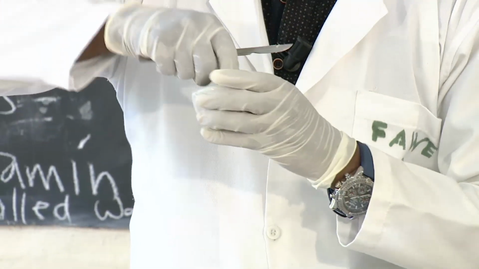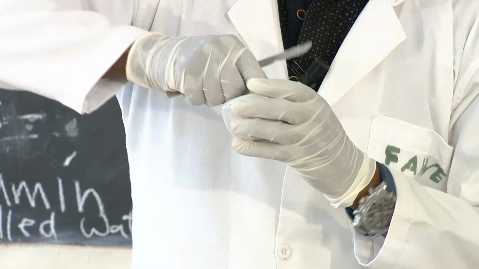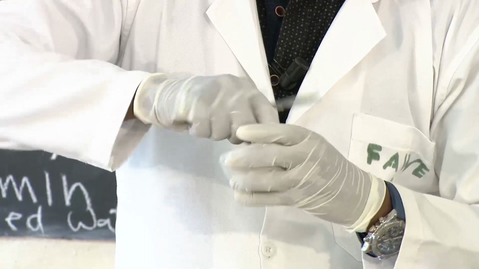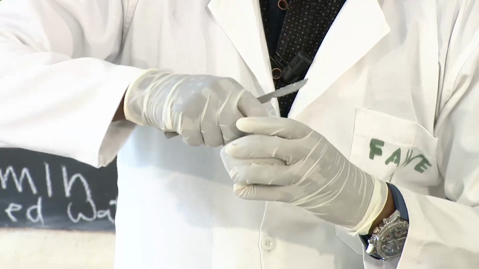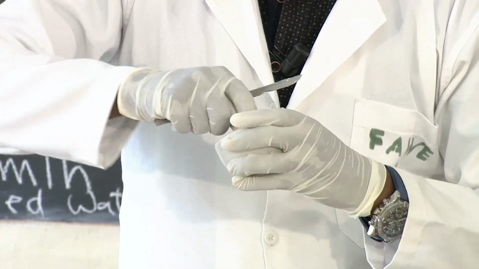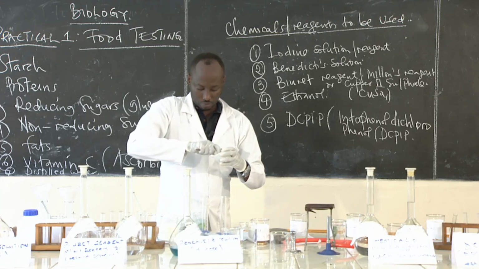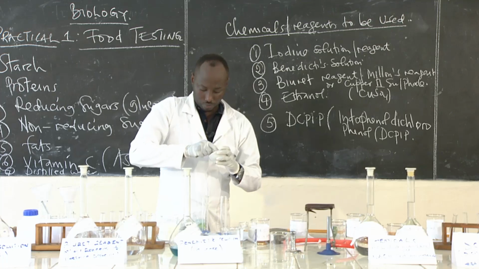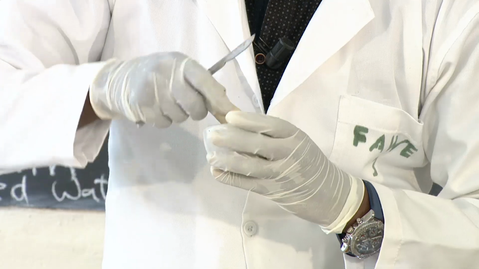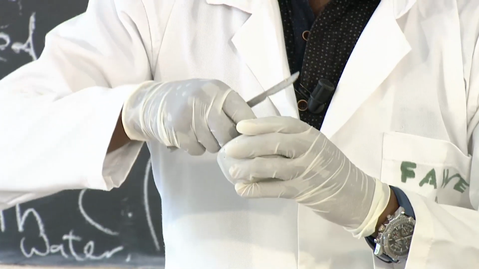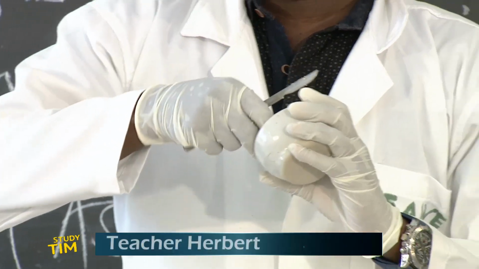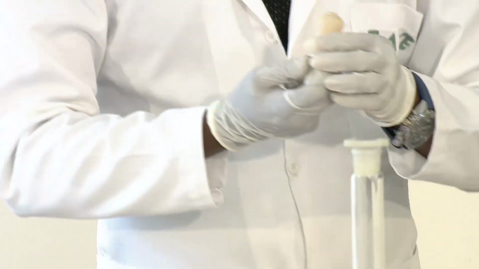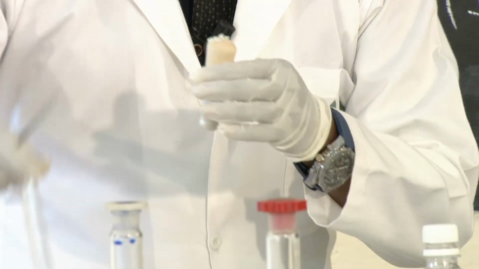This one was a prepared starch. This is the starch I'm extracting from the sweet potato. I'm using a mortar and pestle to crush the food. Now from there, I'm going to use the knife and put it into a test tube and see, does this contain starch?